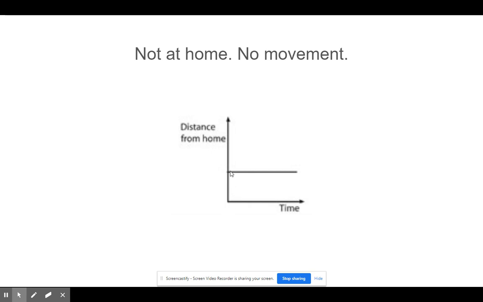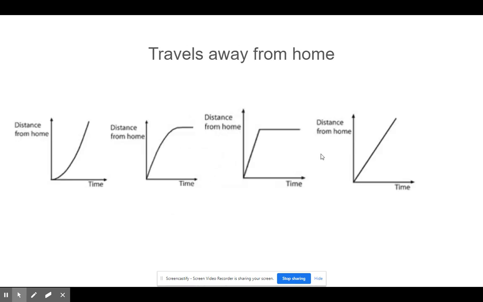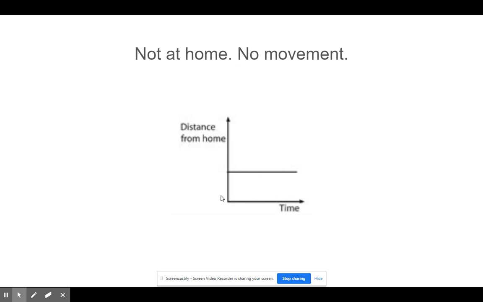This one, they're not even at home, and they're not moving anywhere. They're just staying there. I think I skipped one. I went back. This one, we're starting at home. They left home, and they're at a constant speed. As time goes on, they're not getting faster, they're not getting slower, they're just at a constant pace. Sorry about that. So this one, they didn't even start at home, but they're also not moving. They're just staying put somewhere.